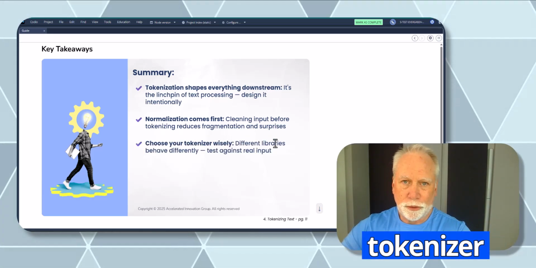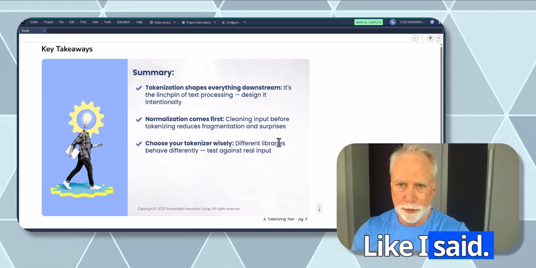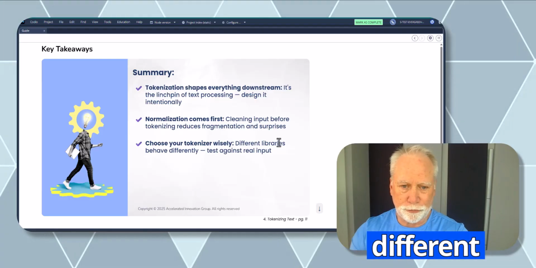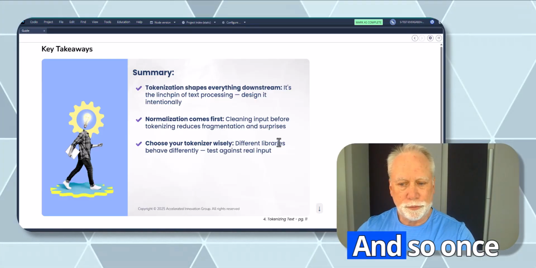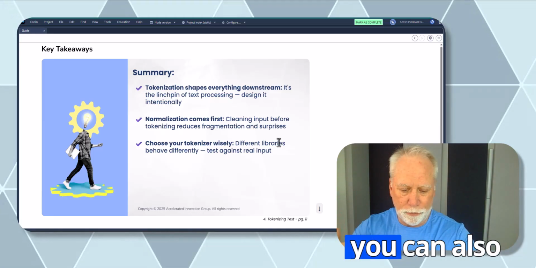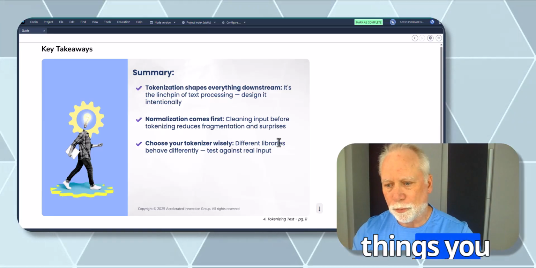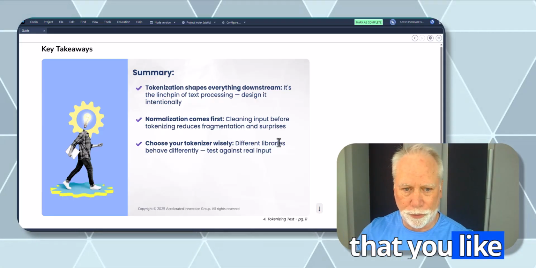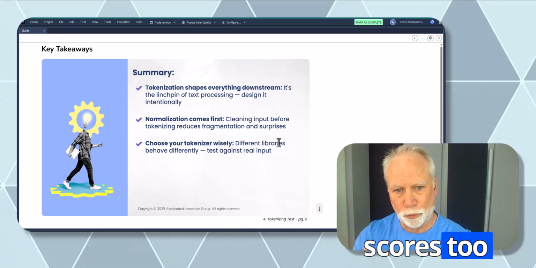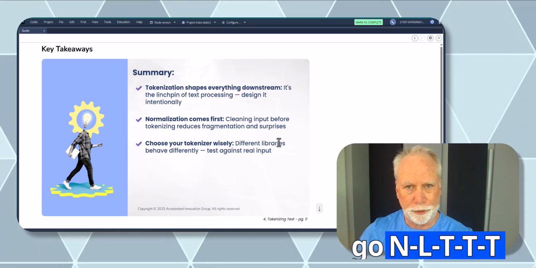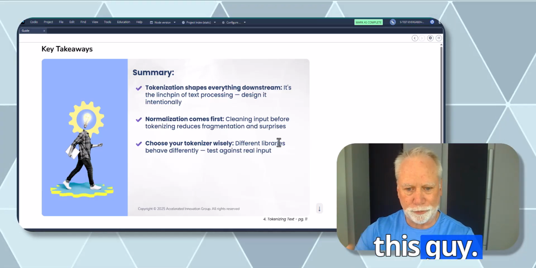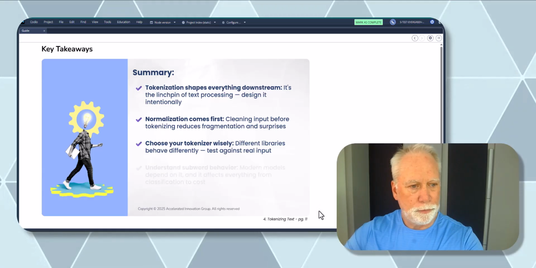And then you want to choose your tokenizer wisely, right? It depends. Like I said, NLTK will tokenize things differently than some of the spaCy libraries. One's not necessarily better than the other, but you can also get scores back. So one of the things you might do in a pipeline is have a base model that you like and that works really well, maybe you start with spaCy. If it comes back and it scores too low, you can then kick in and call NLTK, and see if you can bump that score. If not, maybe you send it to a human, right? Build some process that's got a human in the loop.